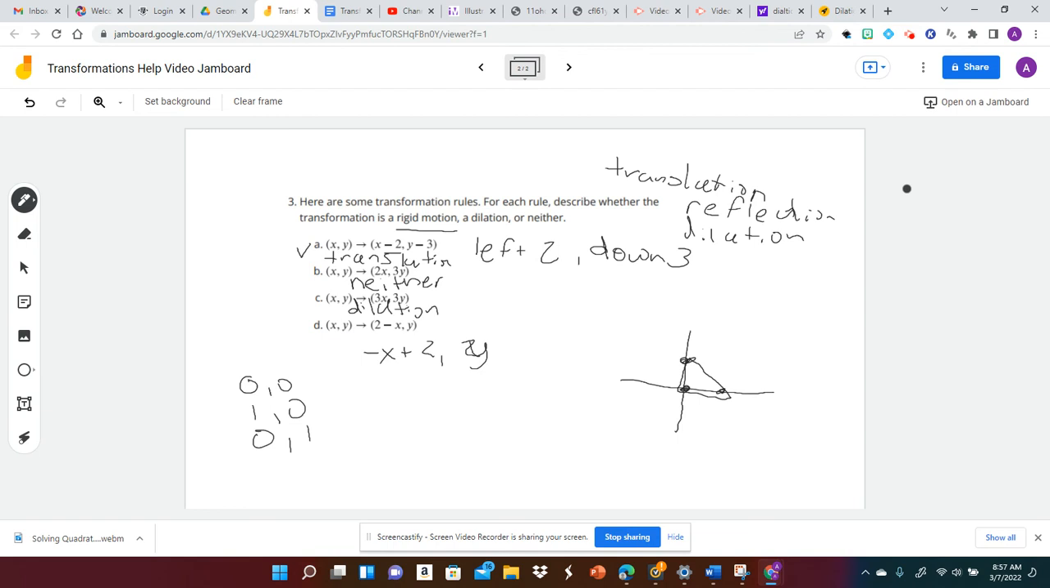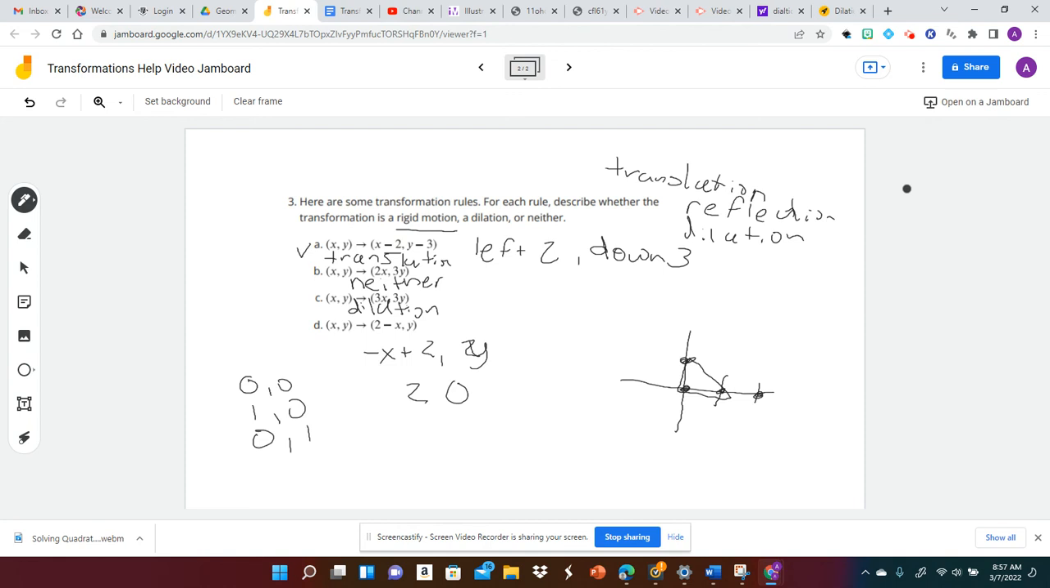Now my rule says I do negative x and then plus 2. So the opposite of 0 plus 2 is 2. And I keep the y value, it was at 0. So this goes to 2. So that was 1 for x, 2. So there's my new one.